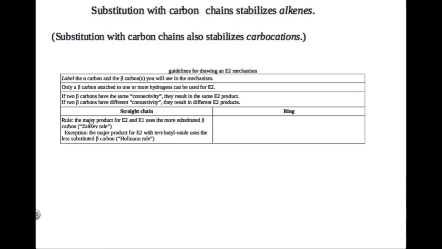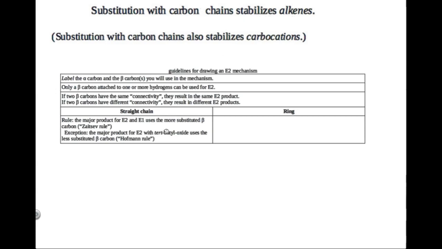Here's the rule. The major product for E2 comes from using the more substituted beta carbon. Can you explain why that is? Well, remember, substitution with carbon chains stabilizes alkenes. It should make sense to you that if you use the more substituted beta carbon for E2, that will produce a more substituted alkene, and therefore a more stabilized alkene.